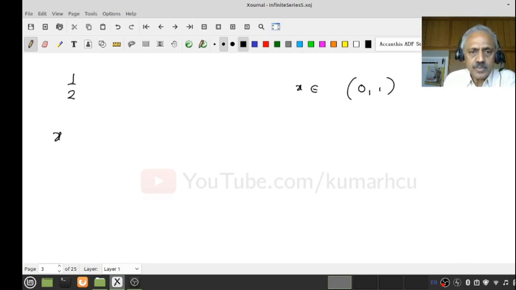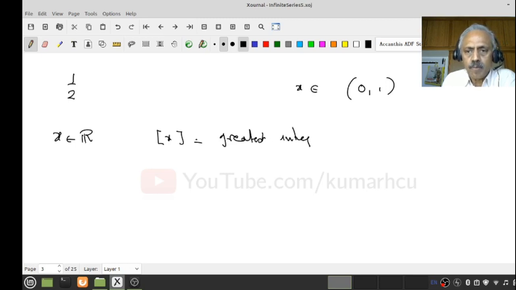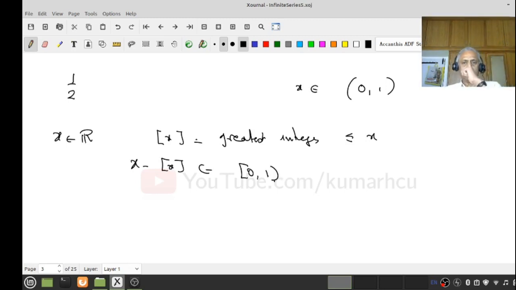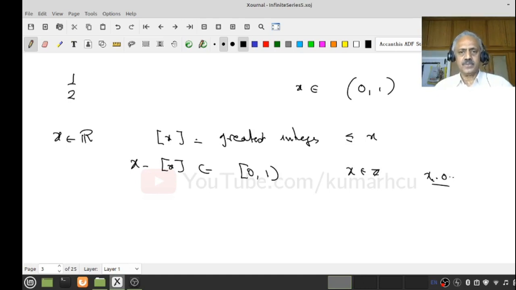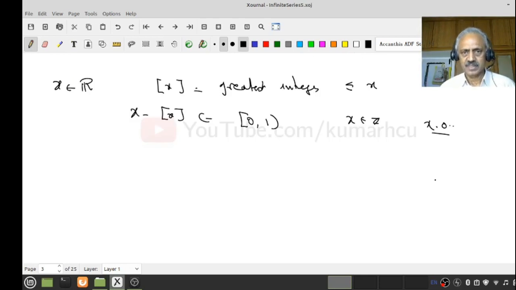Because as you know, if x is any real number, then you know what is known as the greatest integer less than or equal to x, right? Therefore if I take x minus [x], that is going to be in [0, 1), closed at 0, open at 1. And when x is equal to an integer, then there is nothing to prove, so it's going to be x.0. You know how to write down the decimal expansion, right?